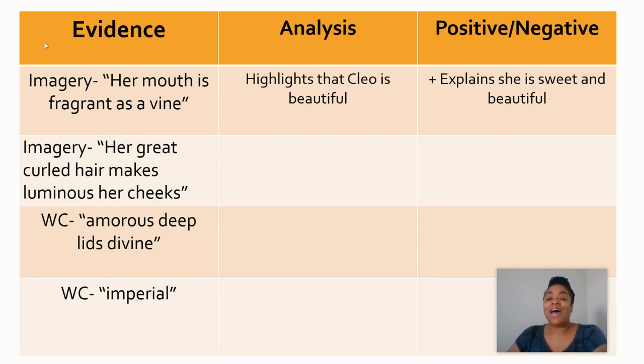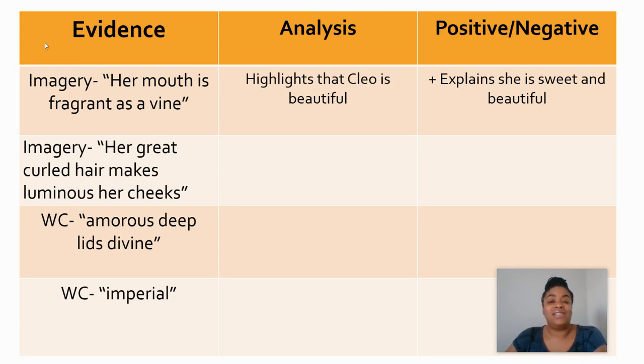All right, scholars. I wrote that this has a positive connotation. It explains that she is sweet and she is beautiful, fragrant. A vine is where I got sweet. And then I already mentioned that my deeper meaning, my analysis, showed that this highlighted her beauty. So that's where I got that she was beautiful. Scholars, we are now going to do our second imagery.